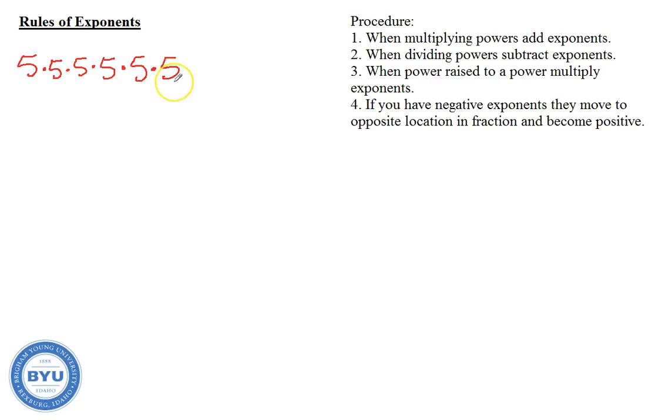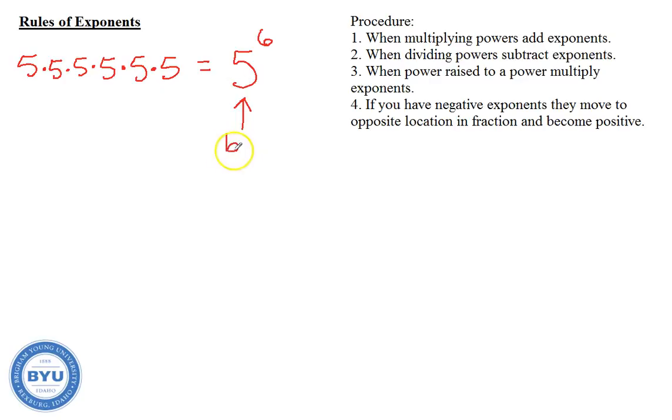So there's a shortcut way to write something like this, where we have 5 times 5 times 5 times 5 times 5 times 5. The shortcut way is just to write the number once and then use an exponent, a small number that represents how many times this number repeats. So 1, 2, 3, 4, 5, 6. Because there are 6 5s being multiplied together, we would say that this is 5 to the 6th power.